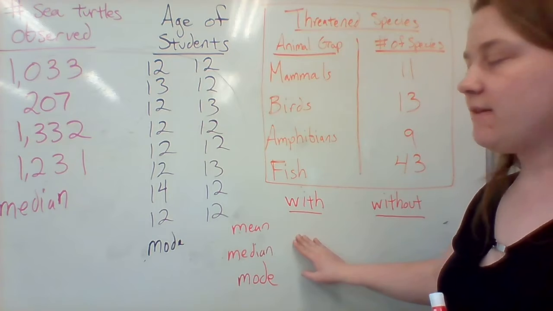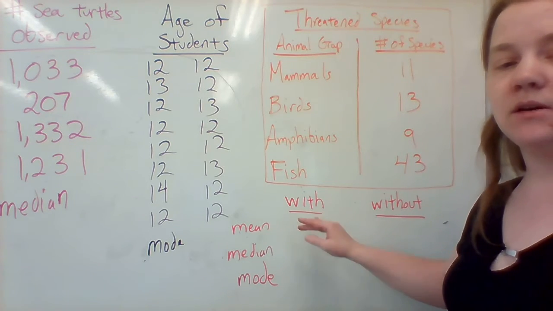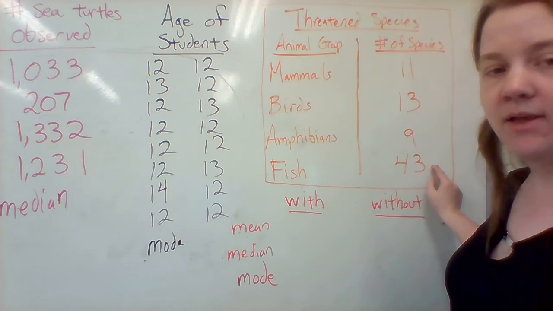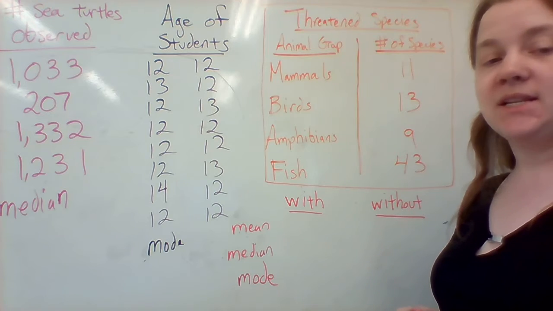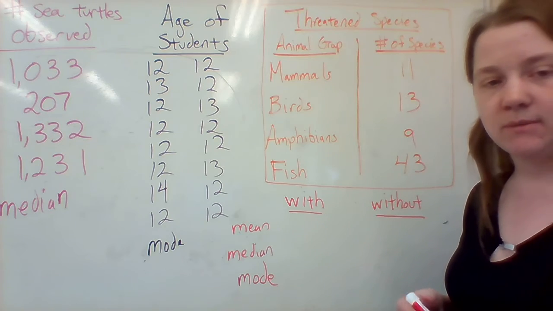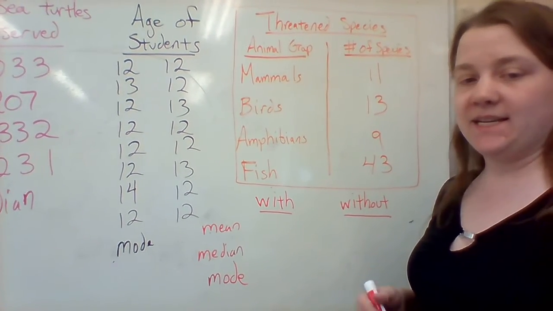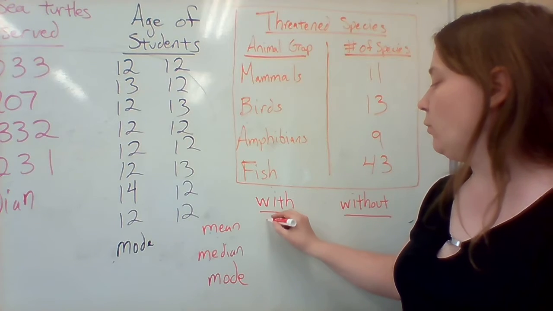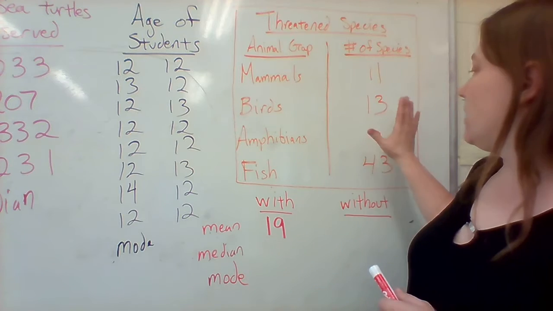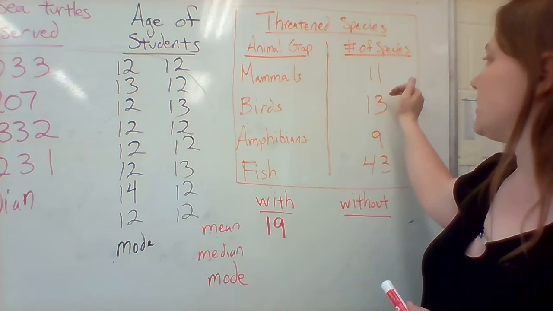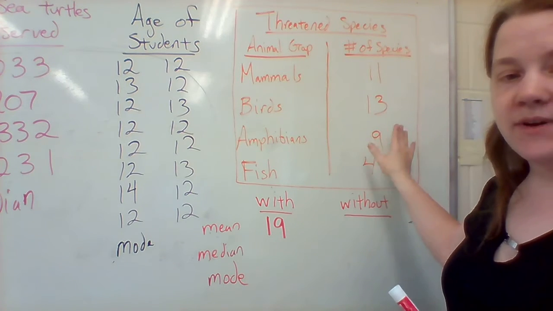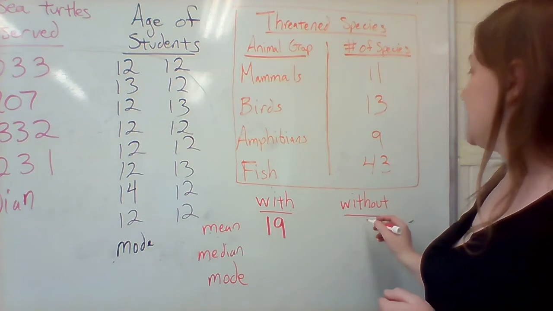So, for the mean, if I look at this with the outlier, if I look at all 4 of these, if I add up 11 plus 13 plus 9 plus 43, adding up those 4 numbers is going to get me 74. When I take 74 and divide it by 4, which is the amount of numbers I've added, I'm going to get 19. So the mean with the outlier is 19. If I only look at the data without the outlier, adding up 13 plus 11 plus 9, I'm going to get 33 for that. 33 divided by the three numbers I've added is going to be 11.